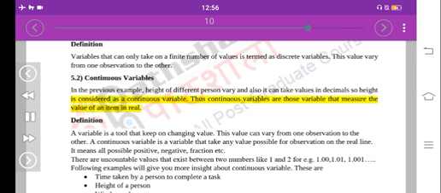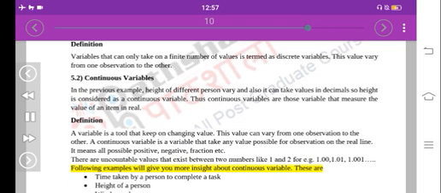Thus continuous variables are those variables that measure the value of an item in real terms. Definition: a variable is a quantity that keeps on changing value. This value can vary from one observation to the other. A continuous variable is a variable that can take any possible value on the real line. It means all possible positive, negative, fractional values, etc. There are uncountable values that exist between two numbers like 1 and 2, for example 1.00, 1.01, 1.001.